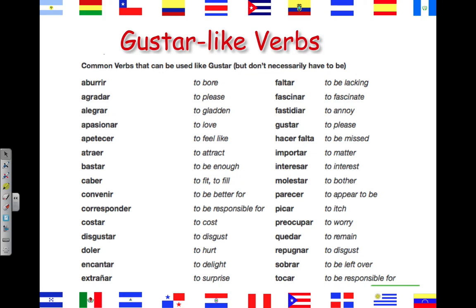Quedar, also often used as a gustar-like verb. So copy down the ones that you don't know. Copy down them all. Print out this page. Whatever floats your boat, as long as you keep track of these verbs, for they may appear on your next quiz.